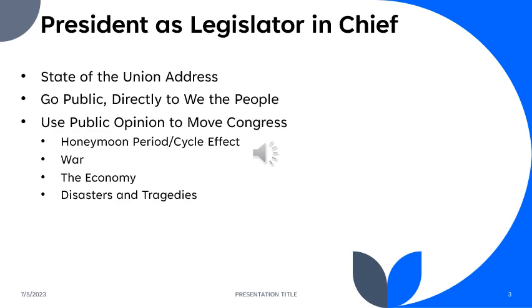The economy, right? When the economy is doing well, we tend to give the president credit, although Biden feels like he's not getting that credit right now. It is what it is. Generally, we give the president credit for a good economy. And so that can benefit a president politically.